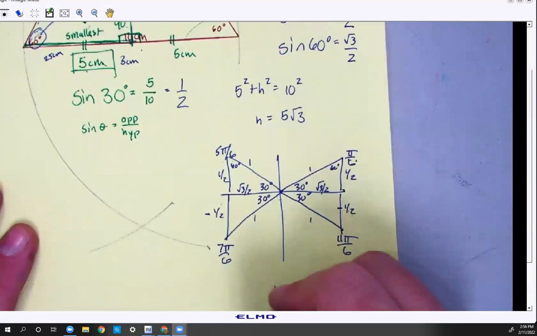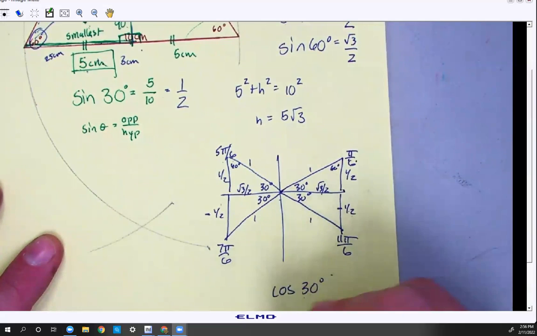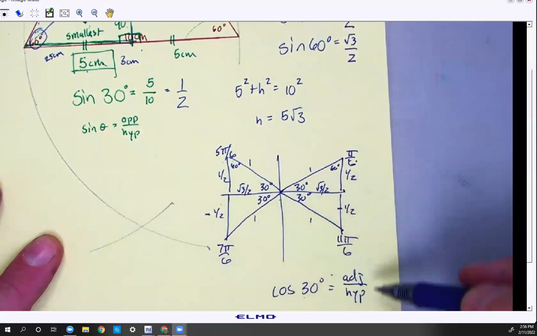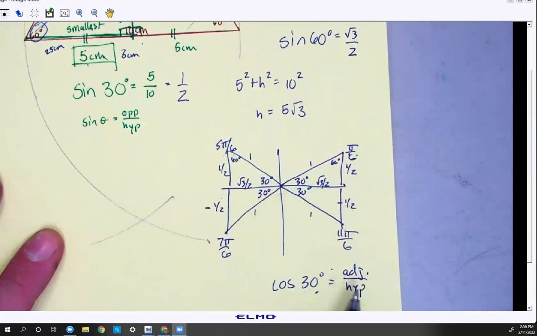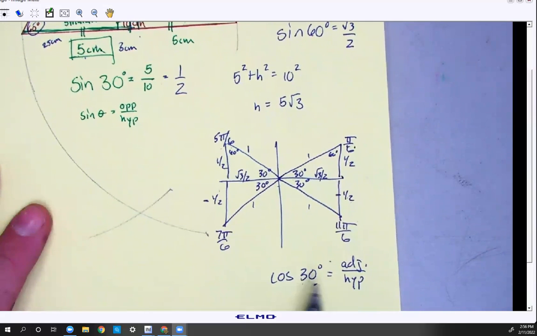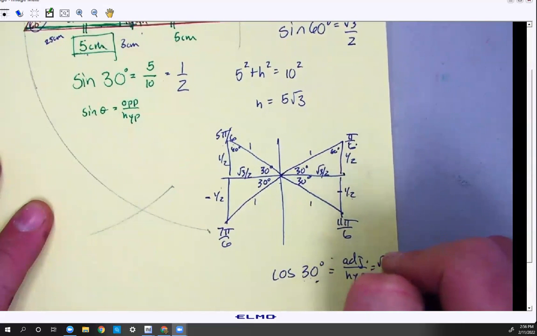So if I ask you for the cosine of 30 degrees, you're thinking, okay, opposite 30 degrees is going to be a very small side. Cosine means adjacent over hypotenuse. How is the side adjacent to 30 degrees related to the hypotenuse? Well, the side opposite 30 degrees is a half of the hypotenuse, so the side adjacent to 30 degrees can't also be a half. It's got to be root 3 over 2.